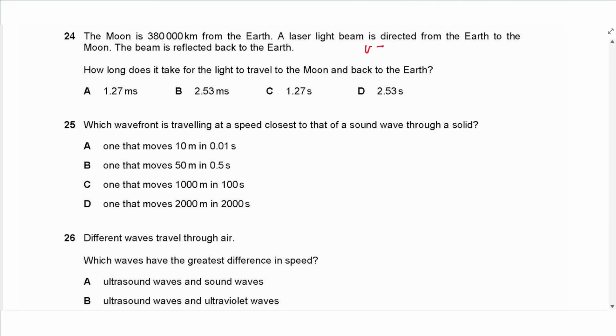So speed is equal to twice the distance over time. So time is equal to twice the distance over the speed. So the distance is equal to 380,000, but to convert from kilometers to meters, we multiply by 1,000 again. Then we divide by the speed of light through vacuum, which is 3 times 10 to the power of 8. This should be known. This gives an answer of approximately 2.53 seconds, so we choose D.